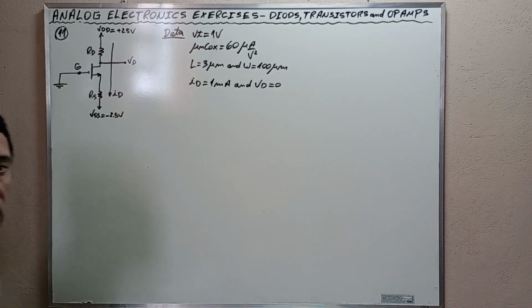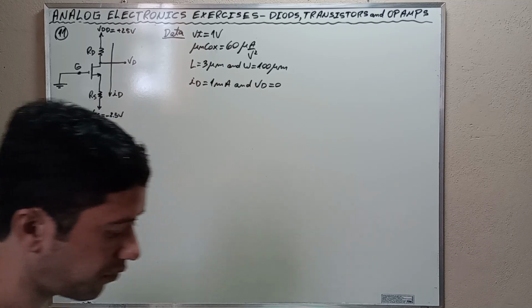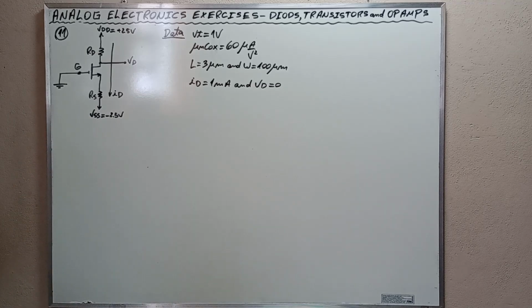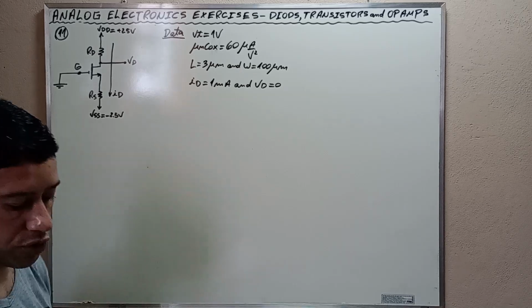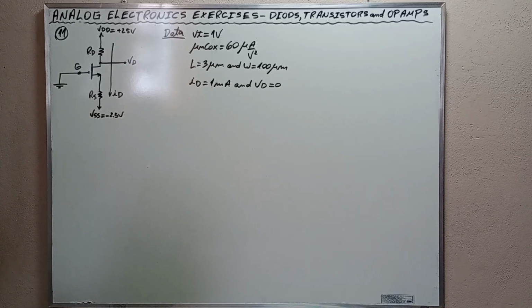Exercise number 11 now, my friends. Find the value of RD and RS so that the drain current is 1 milliamp and the VD is equal to 0 volts. Additionally, the exercise provided this data that we shall use to solve the exercise. Okay, my friends, let's go to the solution.